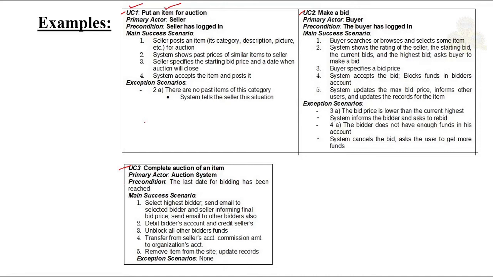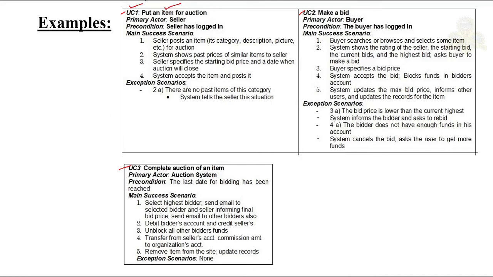Next, we have to specify the primary actor who will actually act upon this particular use case. In our use case 1, the primary actor is seller. In use case 2, the primary actor is buyer. And in use case 3, the primary actor is the auction system itself.